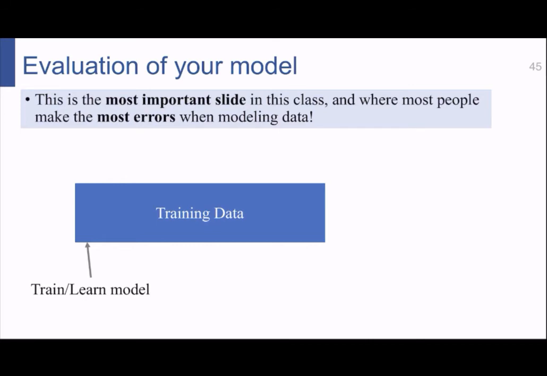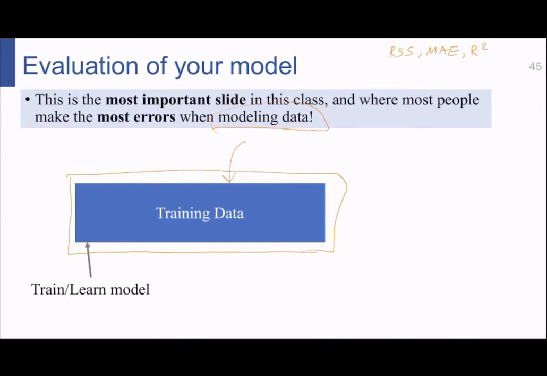We said, of course, we have these different metrics. We have the RSS metric, we have the MAE metric, we have the R-square metric. However, the value of this should not be estimated only on the full data set that you have, that you train the model on. This would be erroneous to do, and this is the most common error that people make when modeling data.